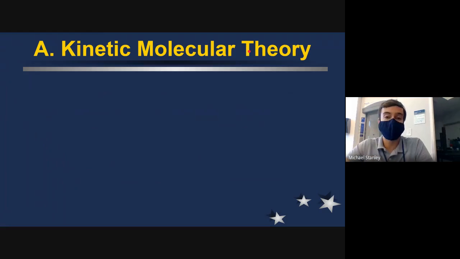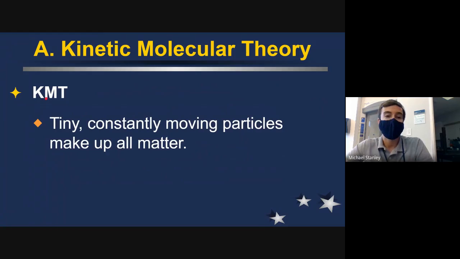These are really big, scary sounding science words, but kinetic just means motion or movement. Molecular means like molecule, so down at the tiny particle level. And theory is an idea or a set of scientific facts. You'll see this written out sometimes as KMT. All this big fancy science term means is that all matter, all stuff in the universe, is made up of tiny, constantly moving particles. Later on in this class, we'll talk about what those particles are and what goes into making them. But for now, these tiny particles are what make up matter.